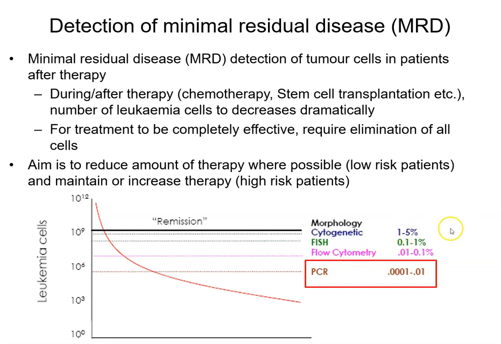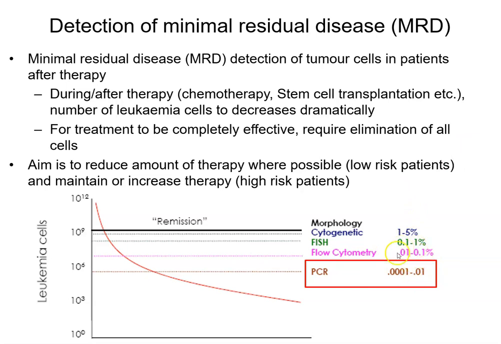FISH has a better sensitivity because you can have a few thousand cells on the microscope slide, but each individual cell has to be manually scored for how many copies of each chromosome are there and whether they are translocated, and you've got fused signals.